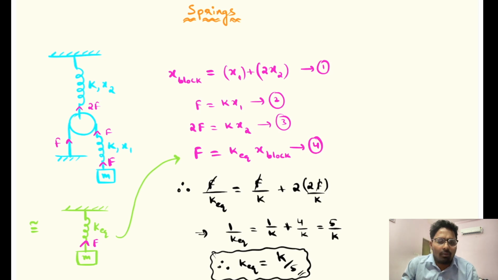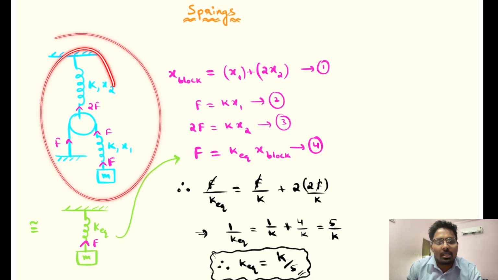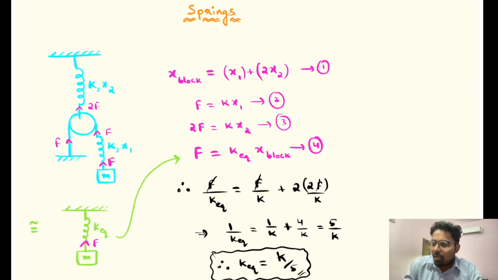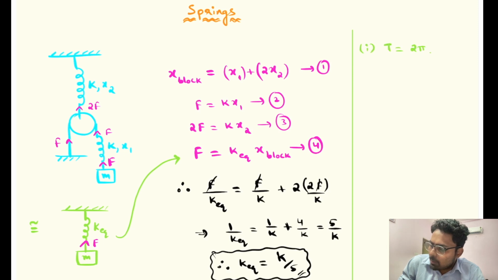Let's say, considering this in SHM, they're asking what's the time period of this block. Time period of the block is 2 pi root m by K equivalent. So just simply substitute this and you'll get the time period of whatever system they have given. They can ask multiple things, as I already said. Let's say they're asking us to find the time period, then simply time period is 2 pi root m by K equivalent.